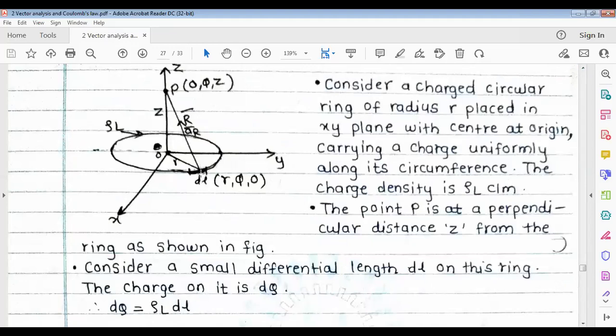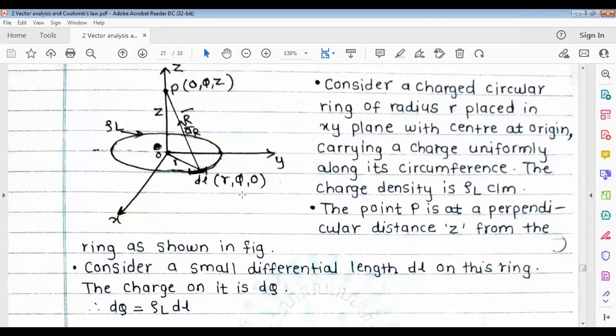Now we are going from this point dl to point p. Going from point dl to point p means end point is p, start point is dl. So to find vector r bar, that is end point minus start point. So x coordinate first is 0 minus r into unit vector a bar r, that will be minus r a bar r. Then second coordinate phi minus phi into unit vector a bar phi.